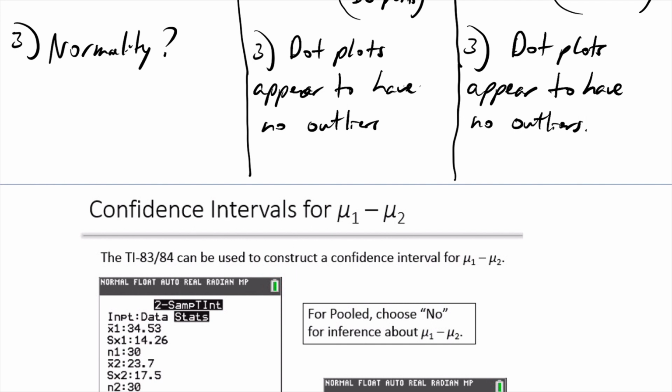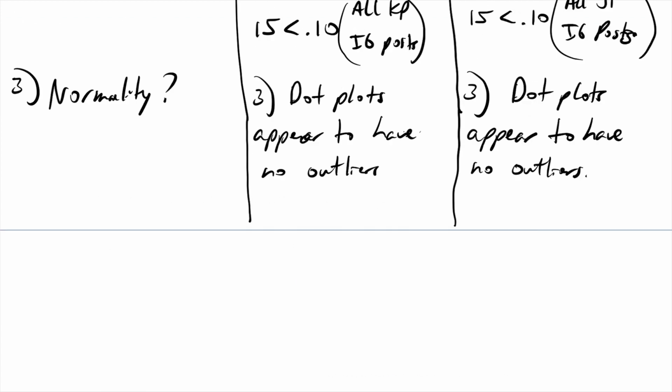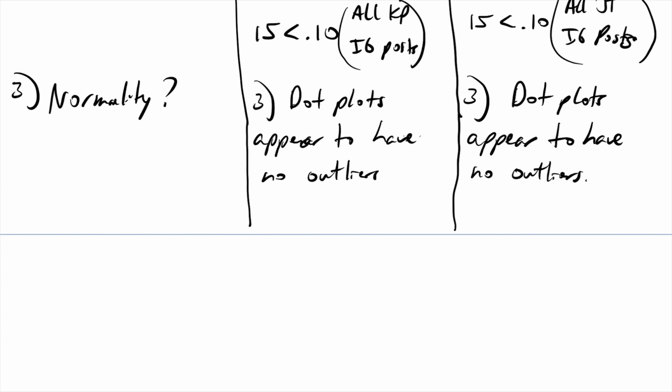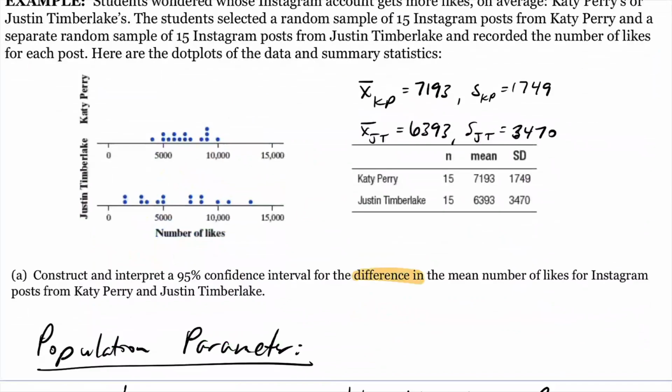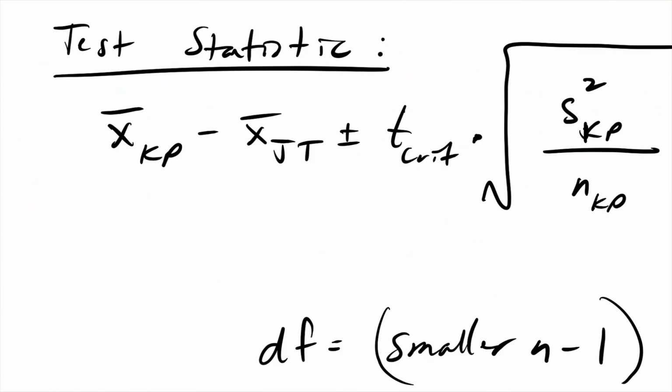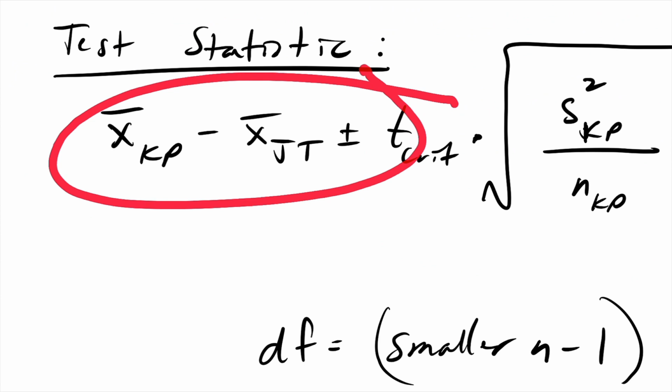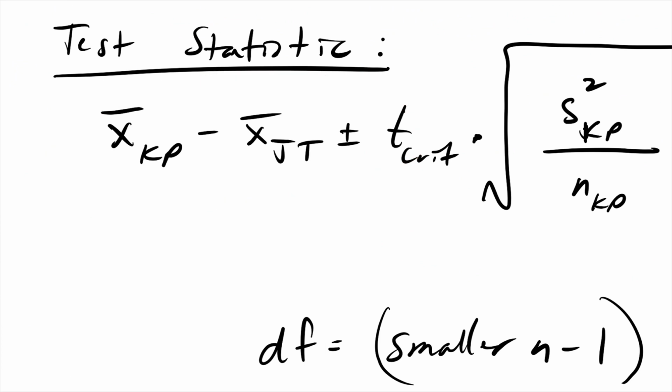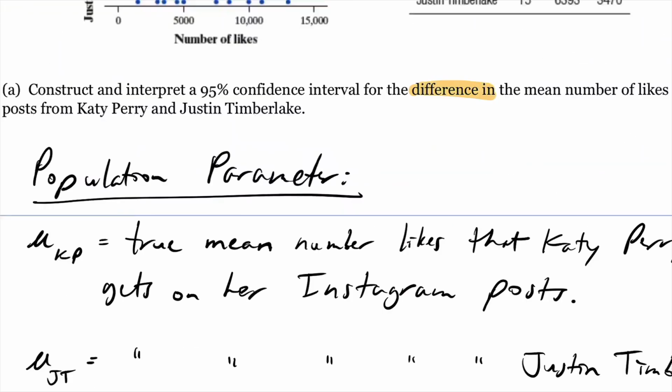Let's see. Let me add another page. Okay. After that, we have calculations. So we're going to use X bar Katy Perry minus X bar Justin Timberlake. Or if you did whatever you did here, you have to keep it consistent with that. So if you did the opposite, that's fine. Do the opposite. But just keep it consistent. Okay. So KP minus JT.